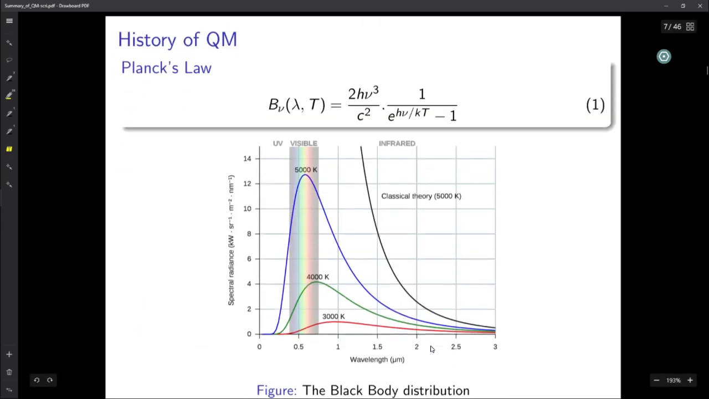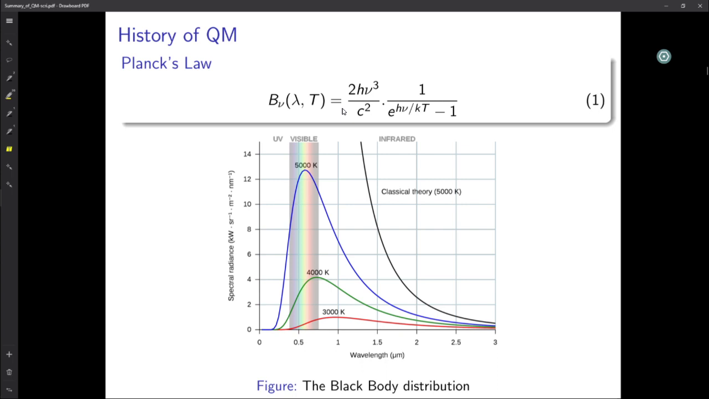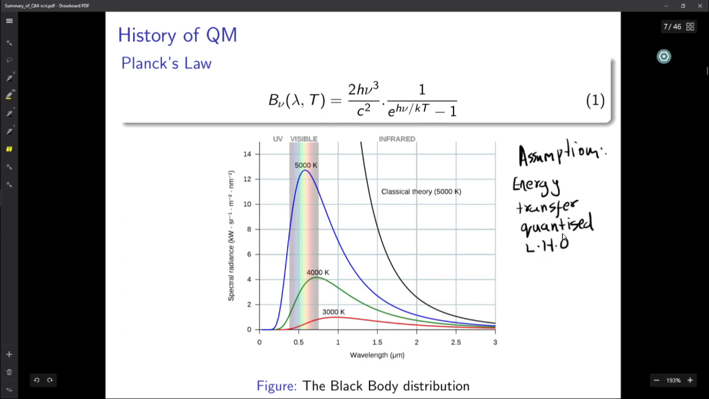And this is where Planck enters the story. Planck says, here's the equation. And it does fit this distribution absolutely perfectly. But the assumption Planck made was as follows. Energy transfer is induced by quantized linear harmonic oscillators. The way they work is they don't just continuously transfer energy, but rather give packets, or transfer energy in bunches. The energy transfer is in bunches, and these bunches were called quanta later on.